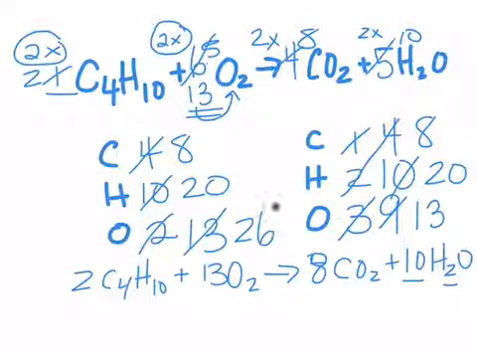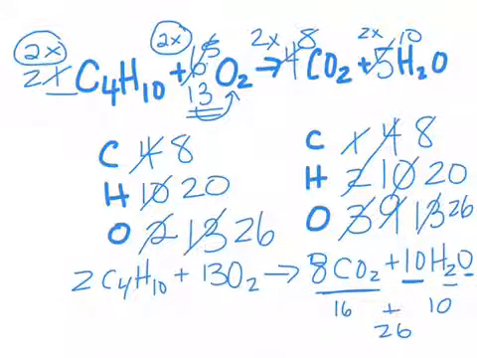And lastly, let's look at oxygen. I have 8 times 2 gives me 16 oxygens here. And then I have 10 times 1 for 10 oxygens there, which will give me a total of 26 in the end. And you can see now that both sides are equal. So this equation here with my coefficients of 2, 13, and 8 and 10 does balance out both sides of the equation. So I hope that helps with question number 8 on the balancing equation worksheet.